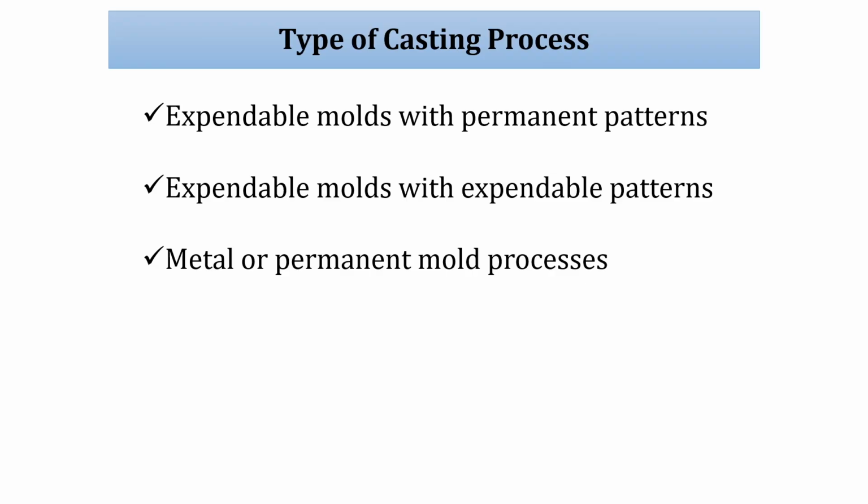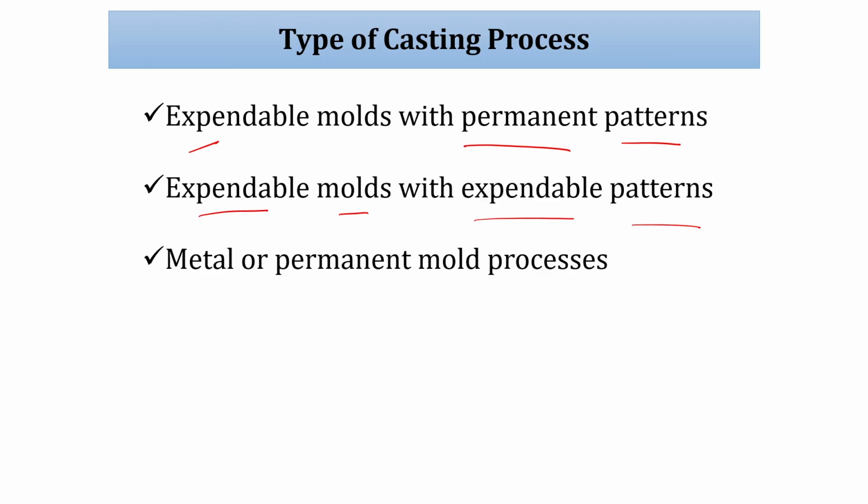Now we are starting the types of casting processes, based on the mold and pattern. I want to divide casting processes into 3 sections. First is expandable molds with permanent patterns. Second is expandable molds with expandable patterns. And third is metal or permanent mold processes. So casting can be divided into 3 types.